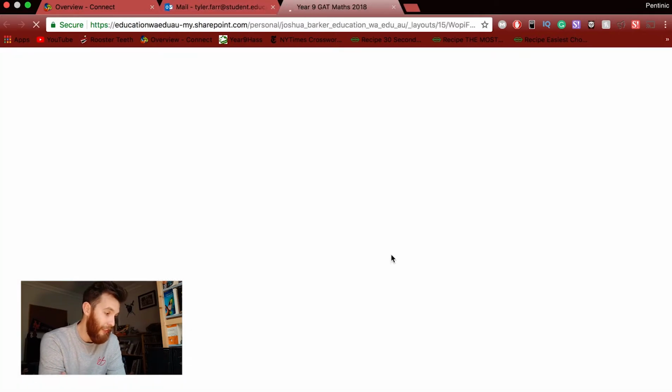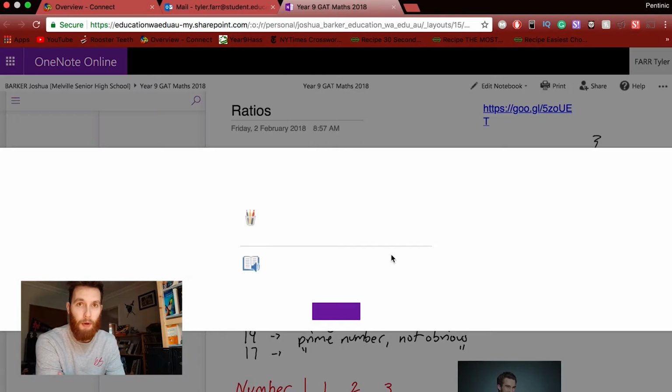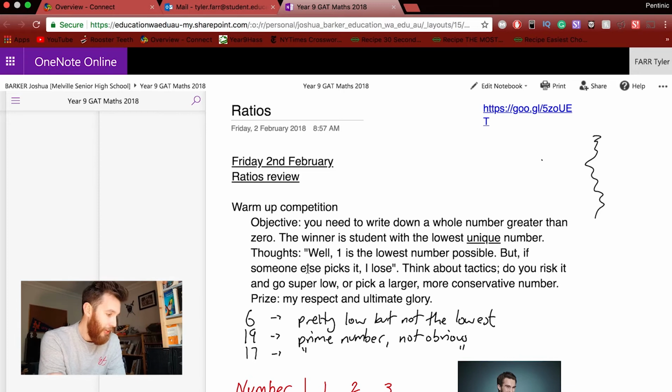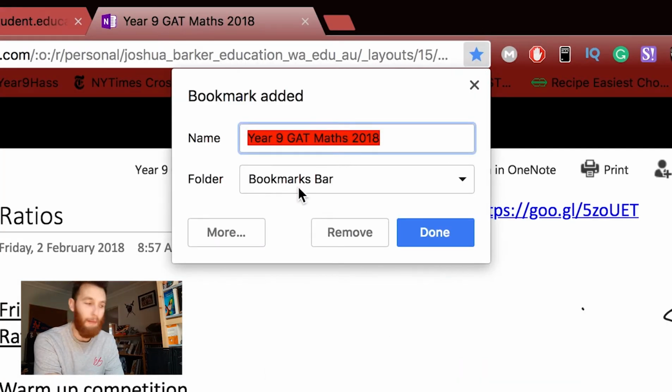So then you need to just click open, and this will open the OneNote in your web browser, and it's linked to your school account, so you don't need to log in or anything like that. Tyler has also recommended that you bookmark this page, and I will suggest that you do the same. So whenever you feel like maths, you can come back and log right in straight away.